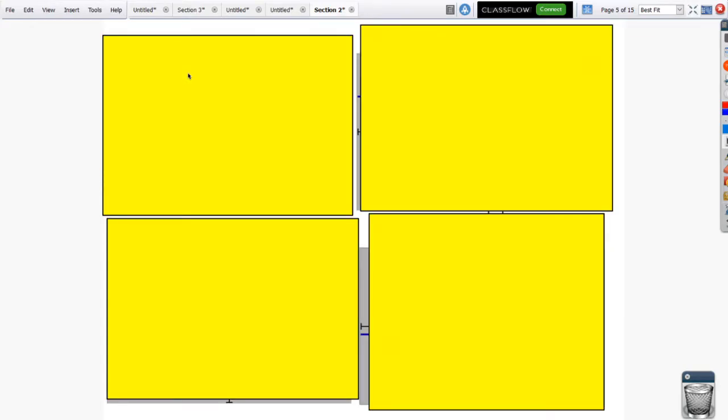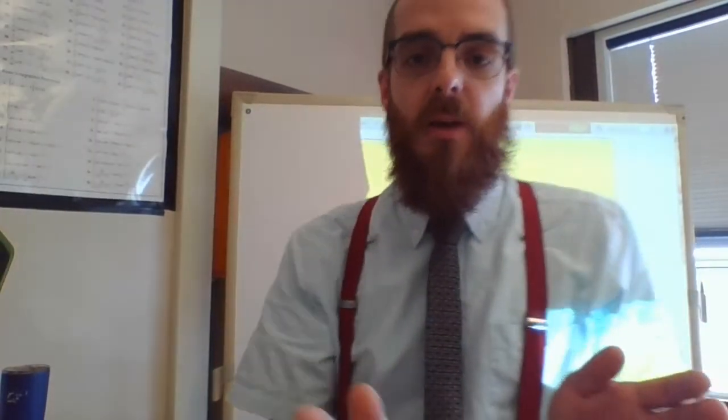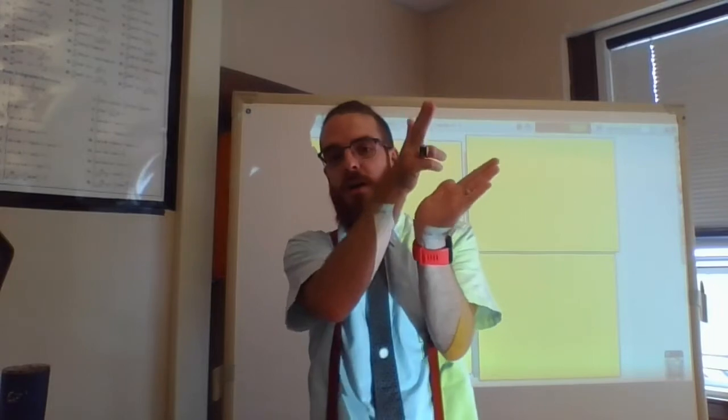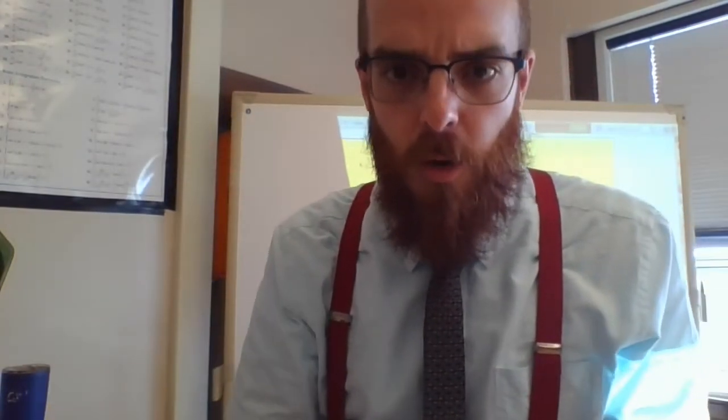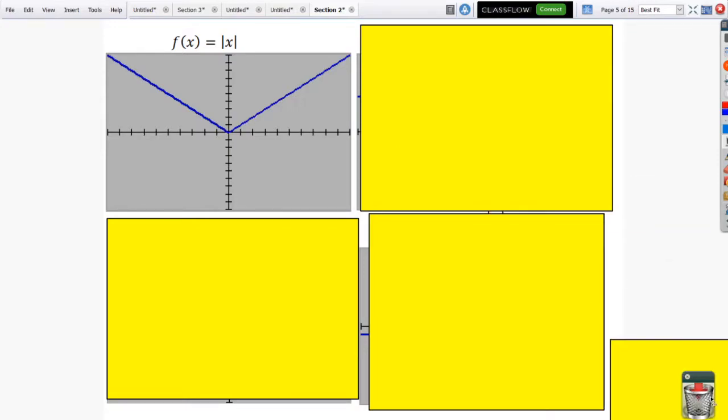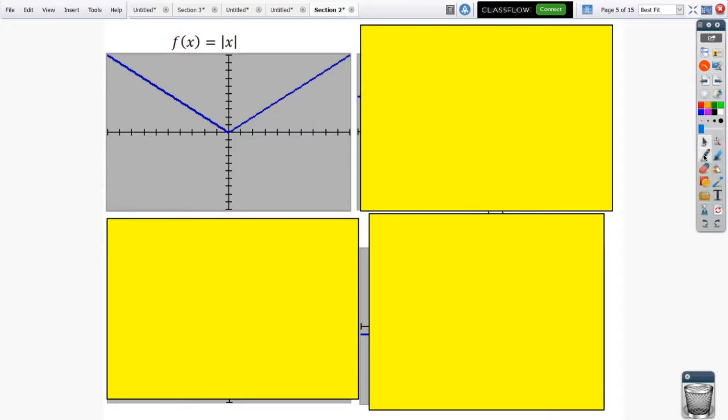The first one, a corner, is exactly what it sounds like. A corner looks like this. It's just a really sharp turn. And a corner, I hope you guys know exactly what function I'm talking about. It's anything with an absolute value in it. So in this case, this function would be non-differentiable at x equals 0.